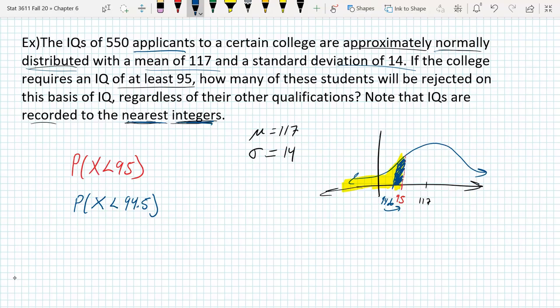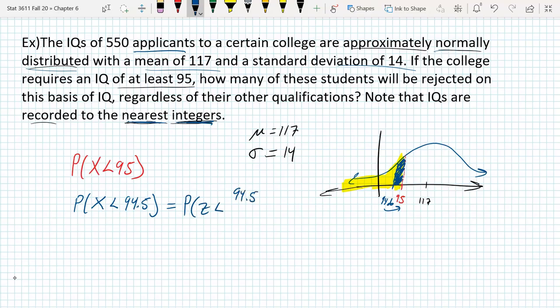Because, again, a 94.6 would get rounded up to a 95, okay? So that could have a small impact. So let's go ahead and work with this. Probability that X is less than 94.5, then we can convert this to a standard normal distribution question.